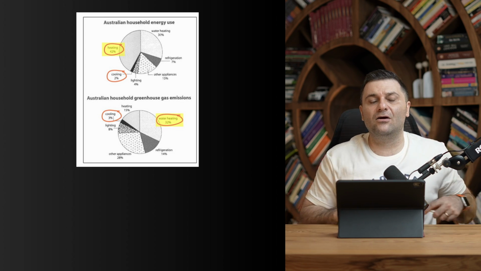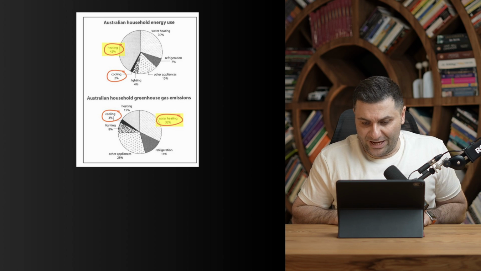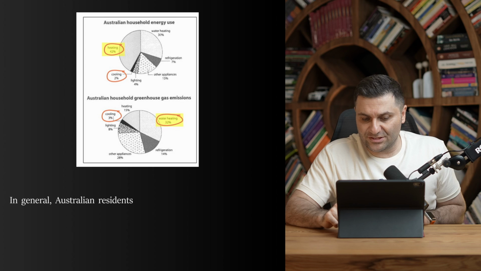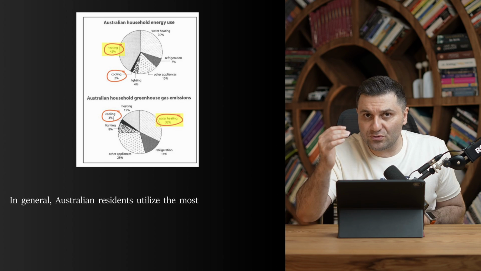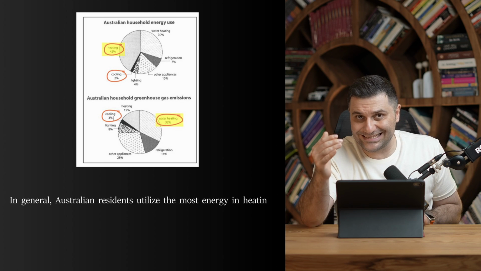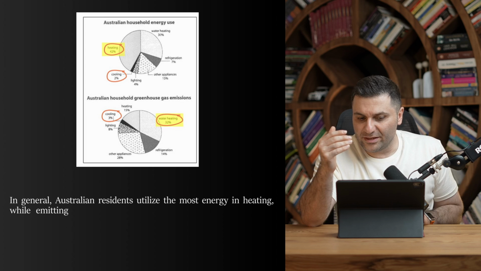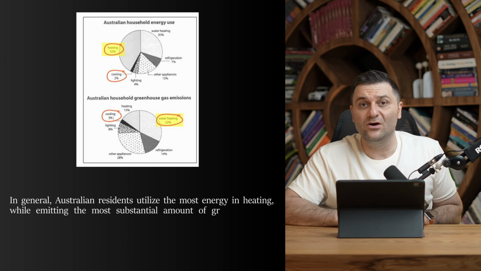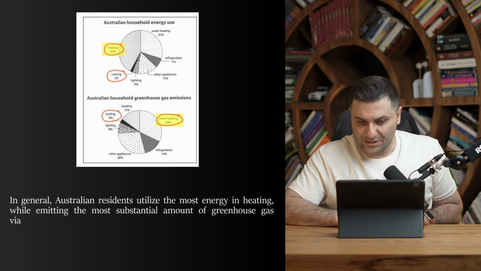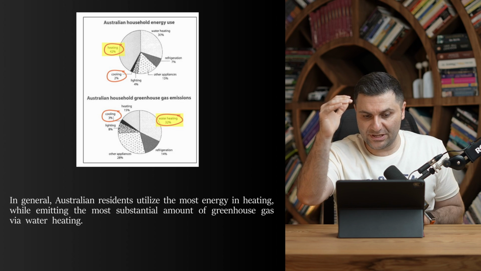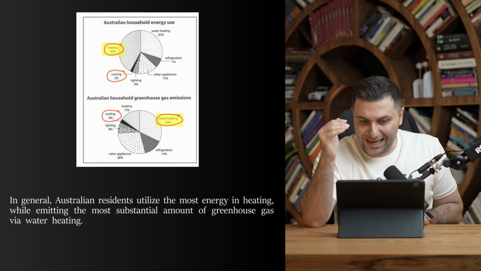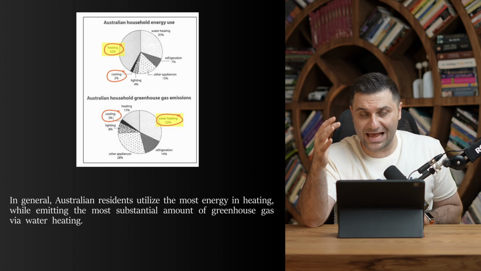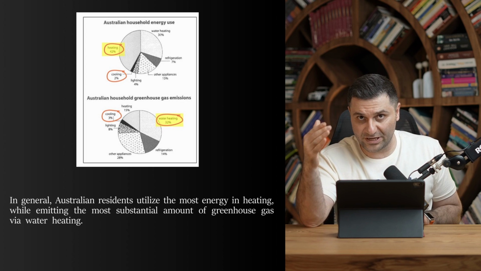So we start our overview like this. In general, Australian residents utilize the most energy in heating while emitting the most substantial amount of greenhouse gas via water heating. So the most energy is heating, and the substantial amount of gas emissions is about water heating.